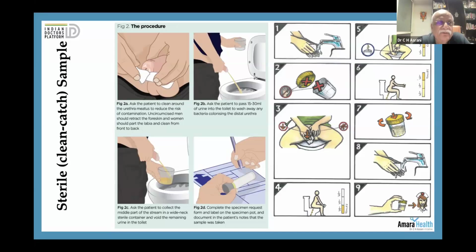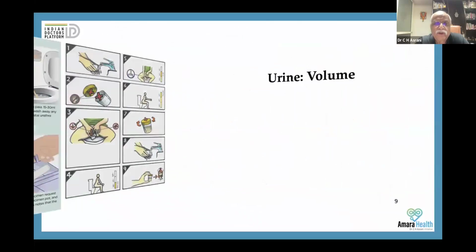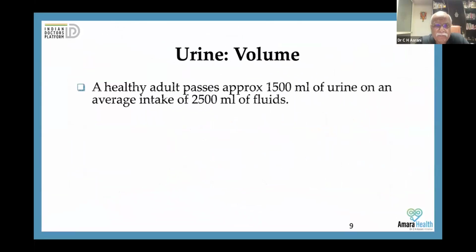Patients who keep running from doctor to doctor with 10 reports of pus cells, 50, 100, 125, come out to be 3 pus cells. What is the volume of urine? A healthy adult passes about 1500 ml of urine on an average intake of 2500 of fluid. Our total fluid intake, including water and other things, has to be 2800. So if you take approximately 25, you'll pass 1500 ml of urine.